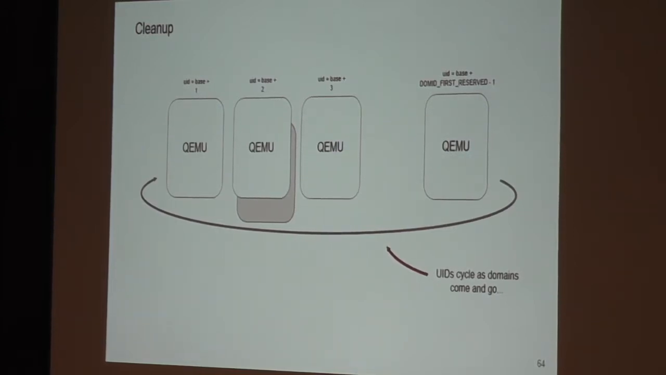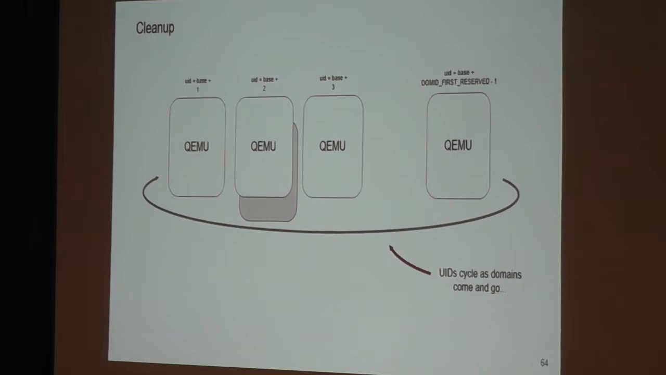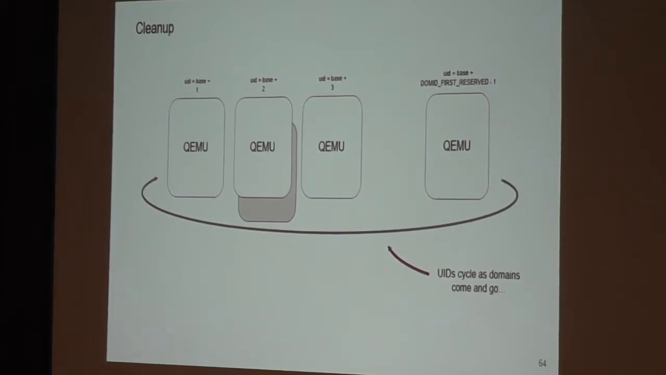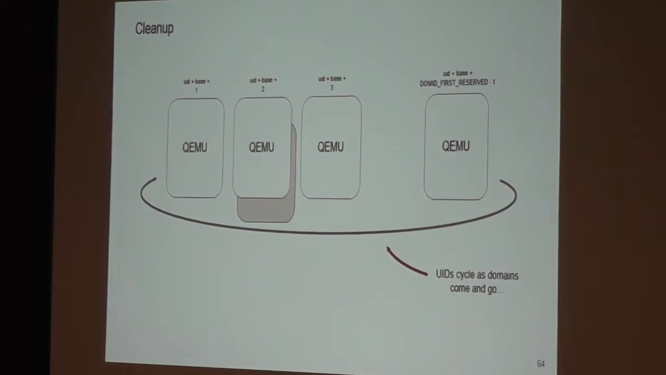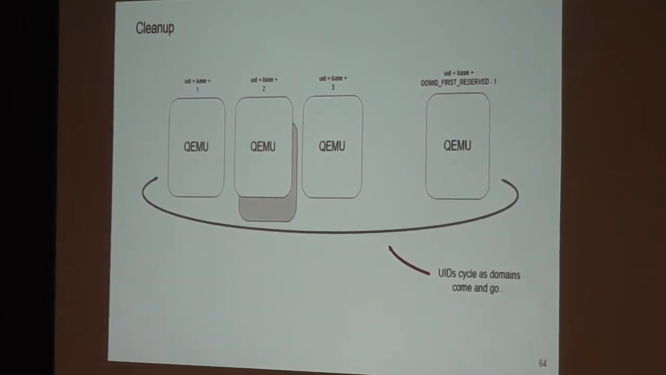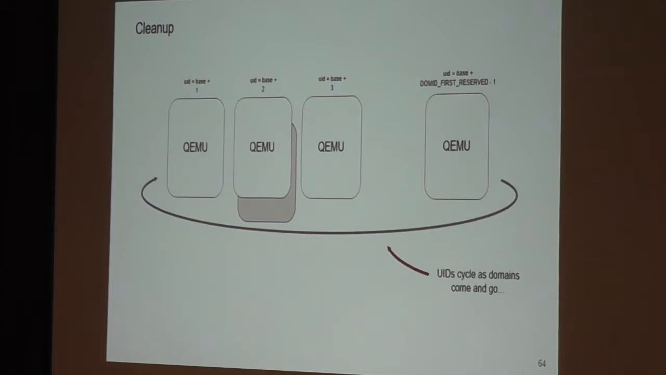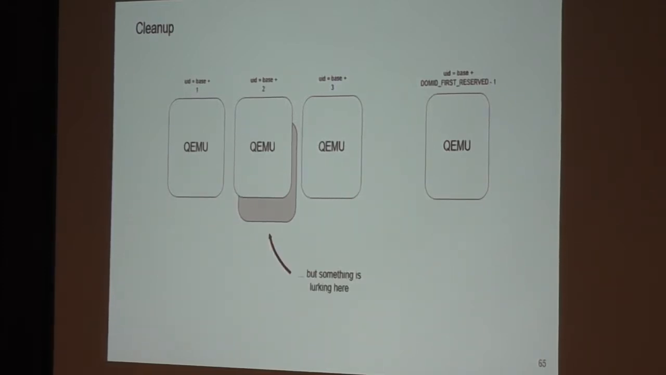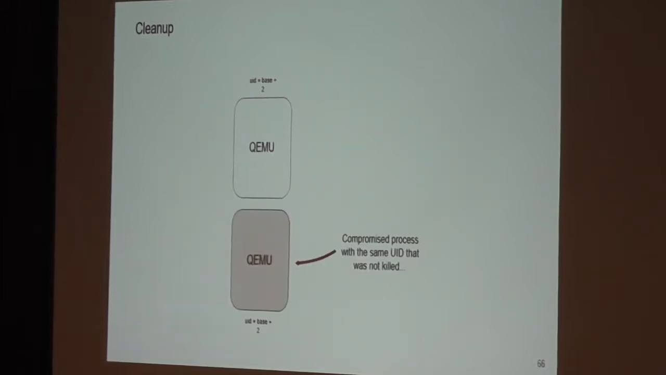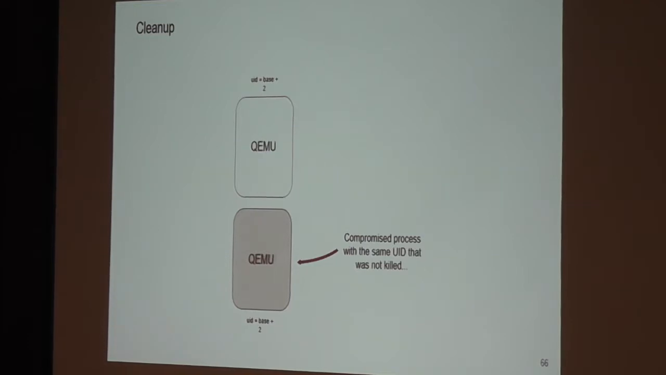But as we start and stop guests, we're going to be starting and stopping QEMU processes, and there's a problem with this, because the DOM ID is eventually going to cycle back round. Obviously it's not going to cycle back round to 0, because that's DOM 0. So we're going to cycle back round to say DOM ID 1, and come round again. But there's going to be an issue at some point, potentially, which is that there's something lurking behind that one, and that something is a compromised QEMU process that didn't die.